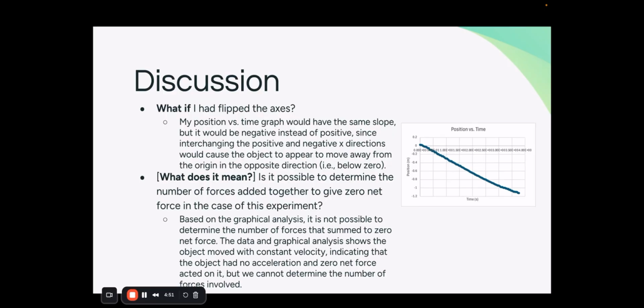Is it possible to determine the number of forces added together to give 0 net force in the case of this experiment? Based on the graphical analysis, it's not possible to determine the number of forces that sum to 0 net force. The data in graphical analysis shows the object moved with constant velocity. This indicates that the object had no acceleration and 0 net force. But we cannot determine the number of forces involved that led to 0 net force.